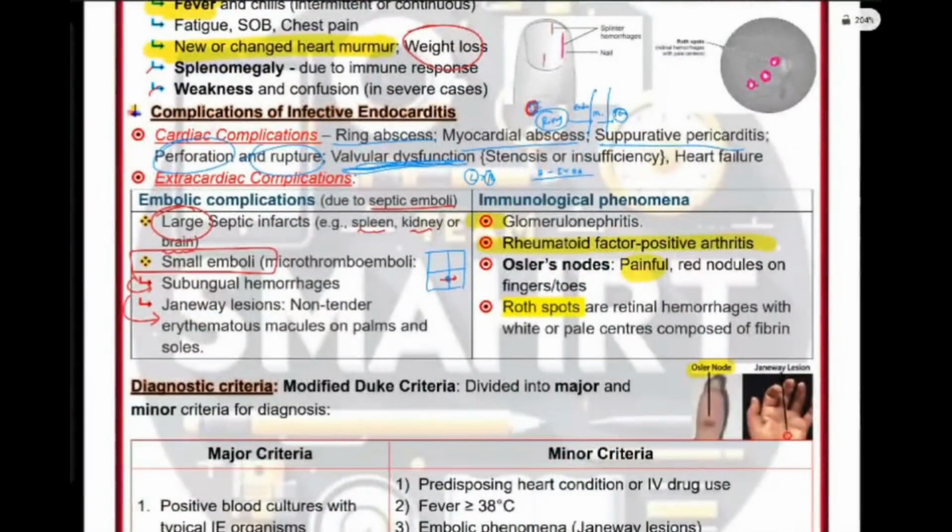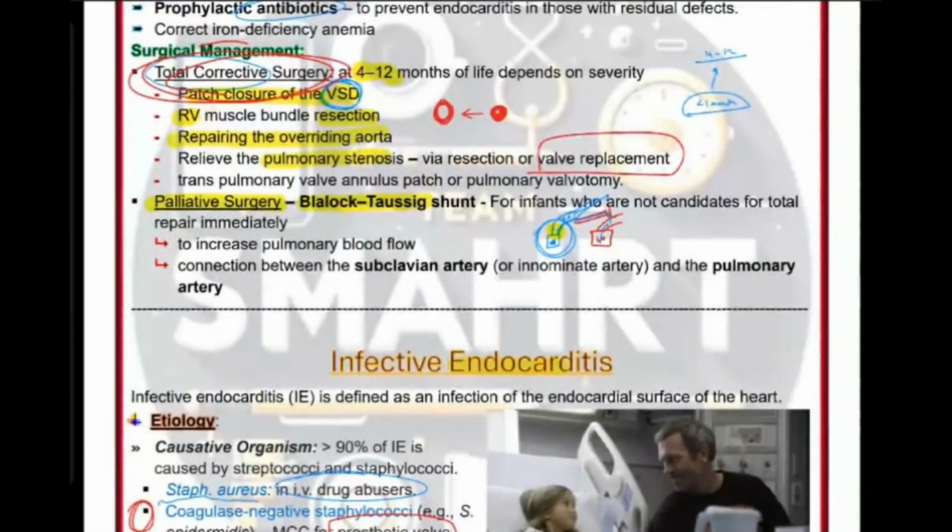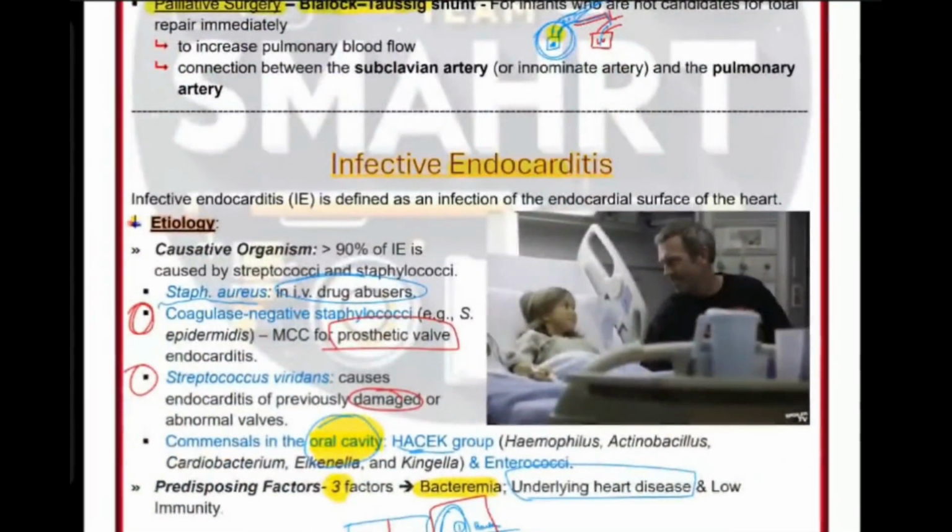Okay, where are we? Let's recap. We are in CVS. What are we studying? Infective endocarditis. What did we study in infective endocarditis? It is inflammation of the endocardium of the heart. Why is there inflammation? Because of infection. What are the infections? Staph, strep. The main culprit in an IV drug abuser is Staph aureus.